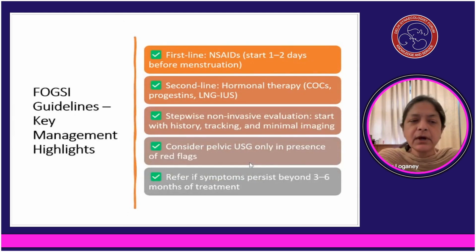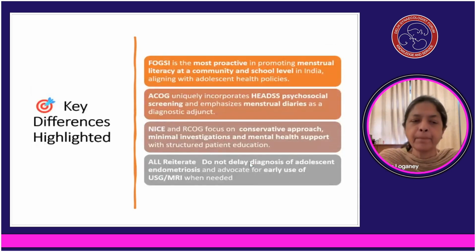Next, please. The other FOGSI guidelines regarding the management say the first line are the painkillers, which should be started 1 to 2 days before menstruation. The second line is hormonal therapy with COCs and progestins. Stepwise non-invasive evaluation. Start with history, tracking of menses, and minimal imaging. Consider pelvic ultrasound only in the presence of the red flags that I mentioned before. Refer if symptoms persist beyond 3 to 6 months of treatment.